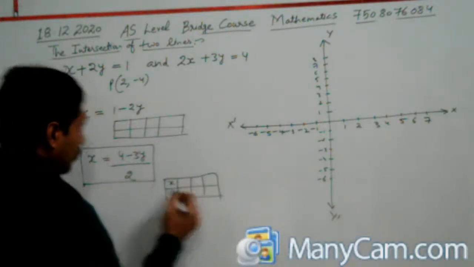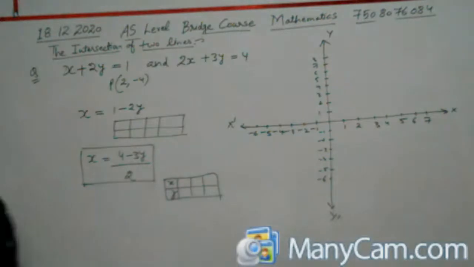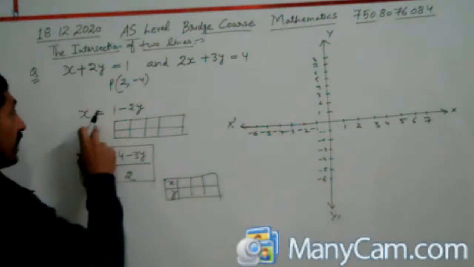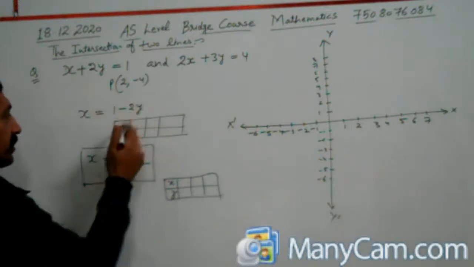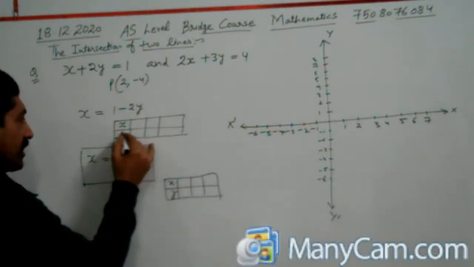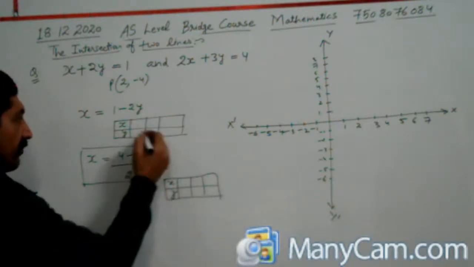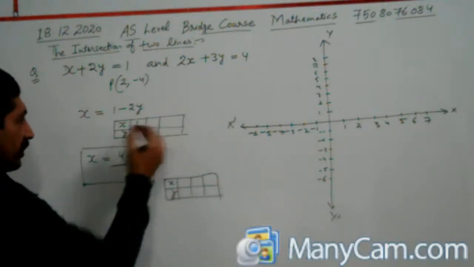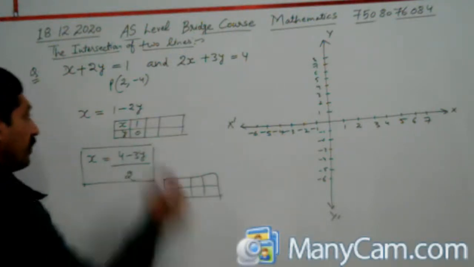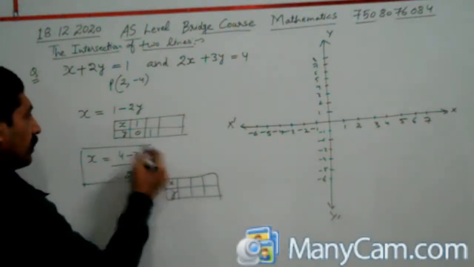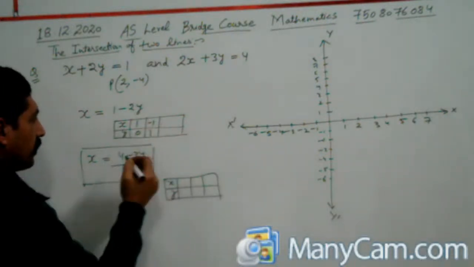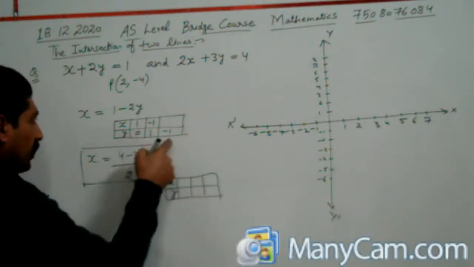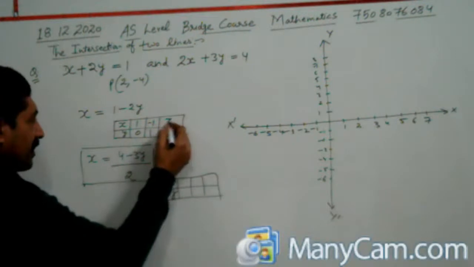So the first equation is x is equal to 1 minus 2y. Here again, one column is x, one is y. If y is 0, x is 1, right? And if y is 1, then x is minus 1. And if y is minus 1, then x is 3.